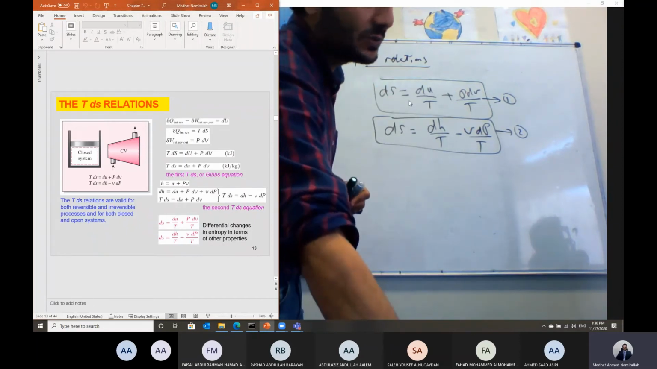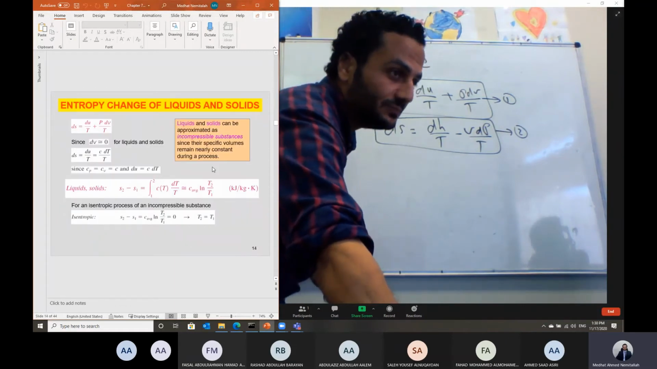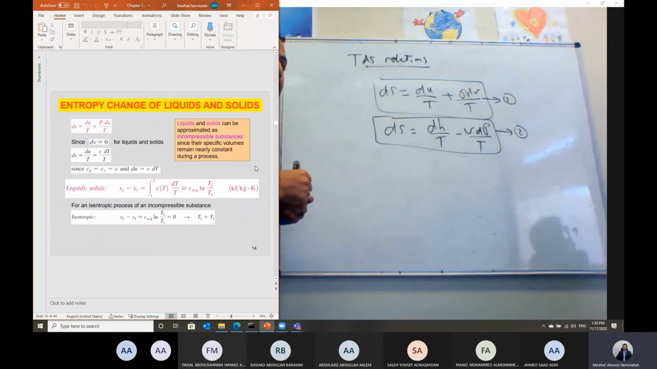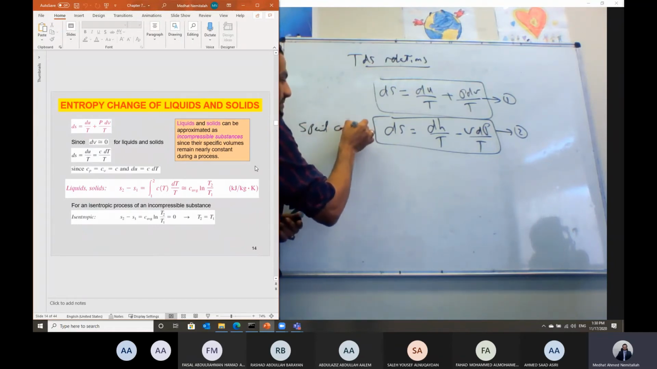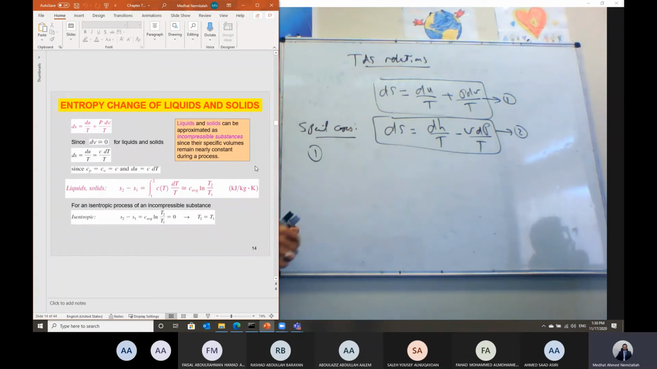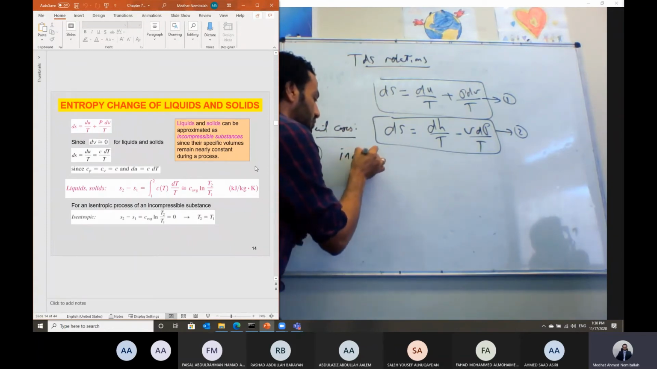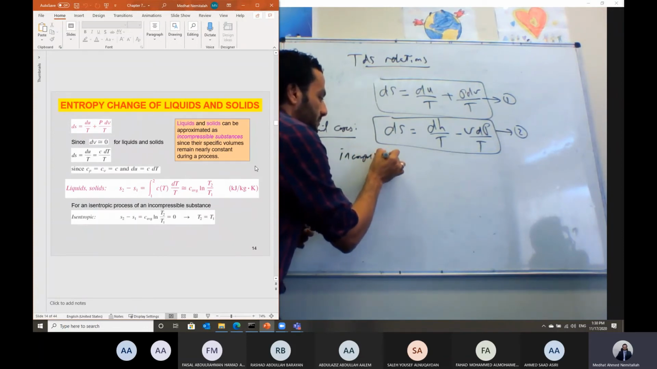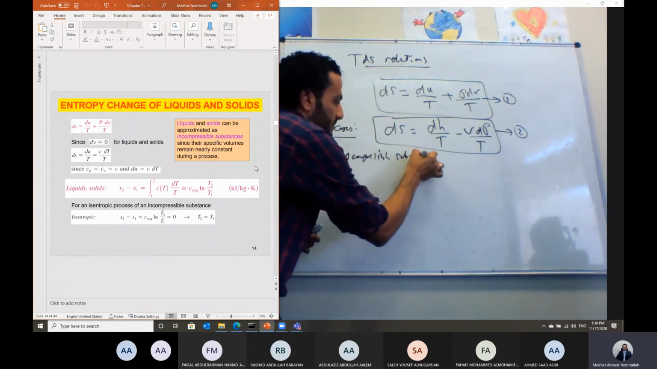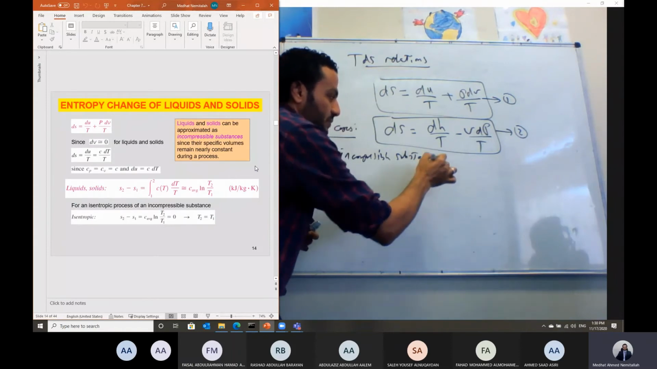Right, let's take those two relations and see how we can apply them for the different cases. So let's consider special cases. I will start first of all with the easiest case, when we have an incompressible substance. Incompressible, which is what?